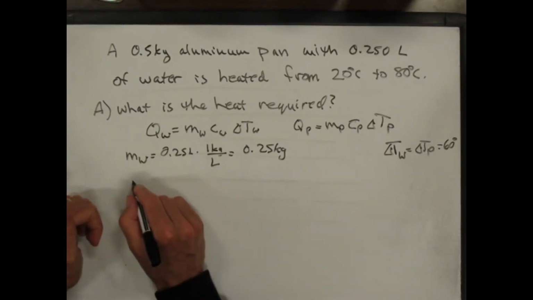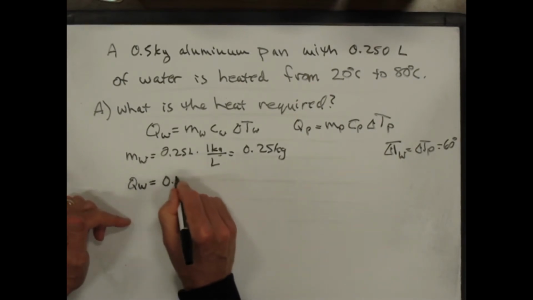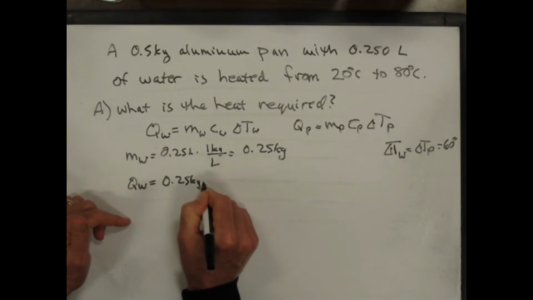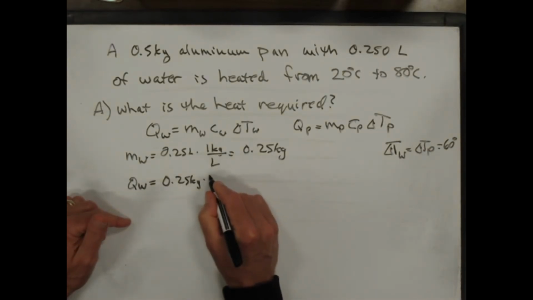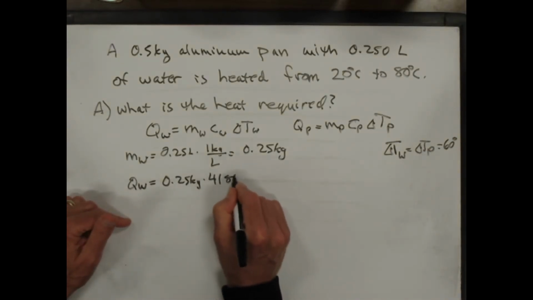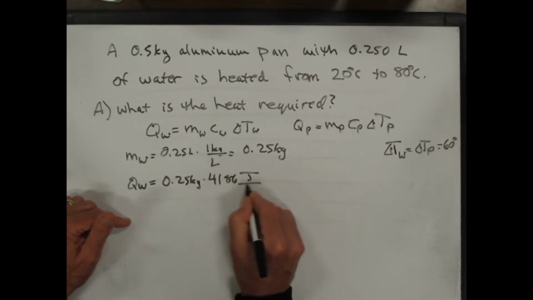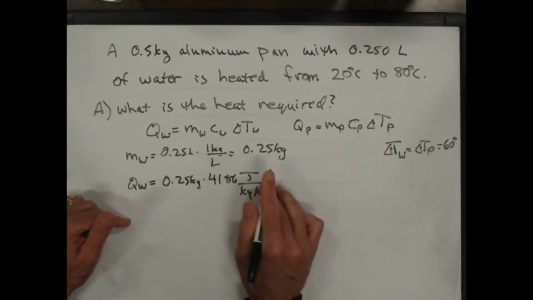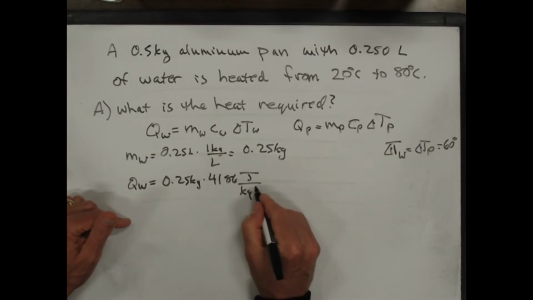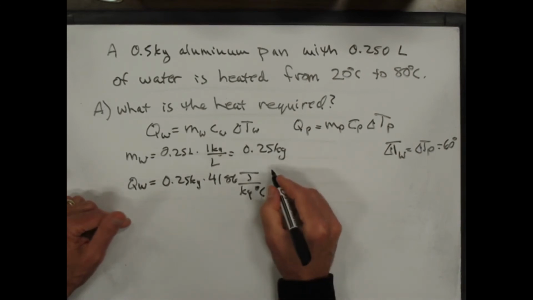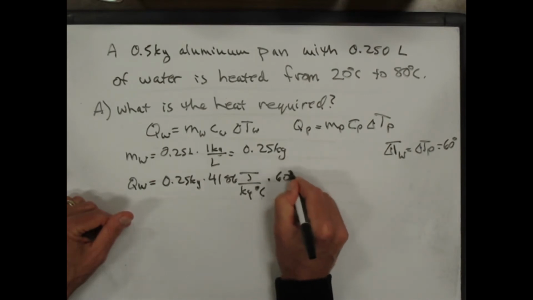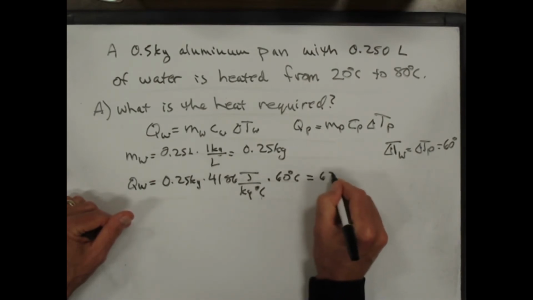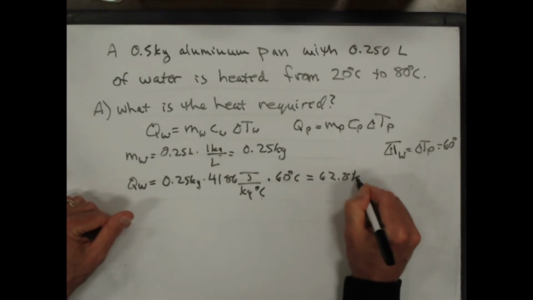And so we can say Q water is equal to the mass of water, which is 0.25 kilograms, times the specific heat capacity of water, which is 4186 joules per kilogram Kelvin, say, or per kilogram degrees C for this problem. Doesn't matter. Times 60 degrees C, which is 62.8 kilojoules.